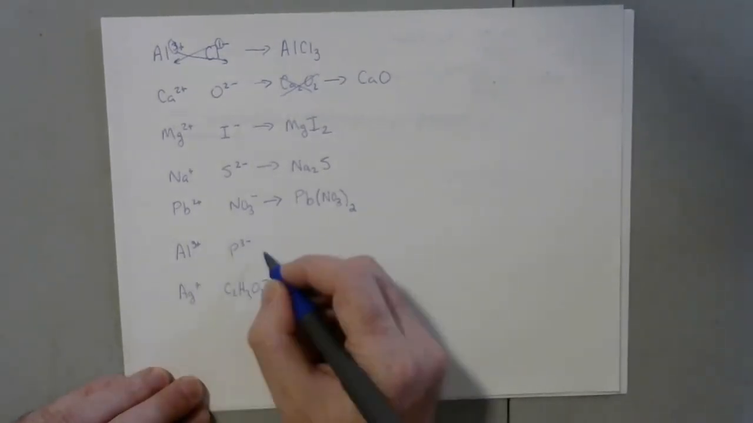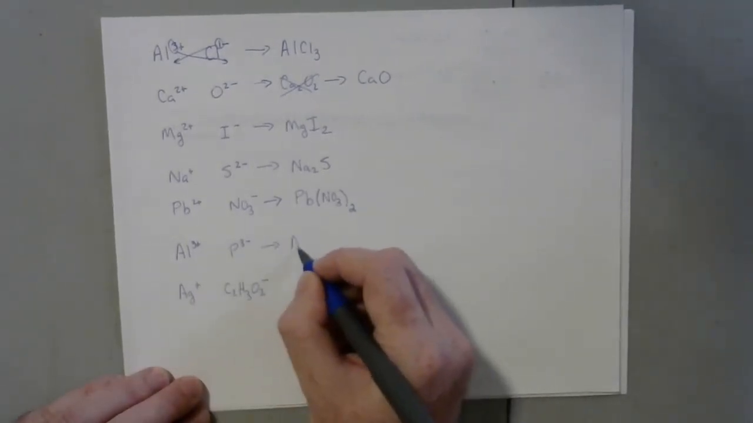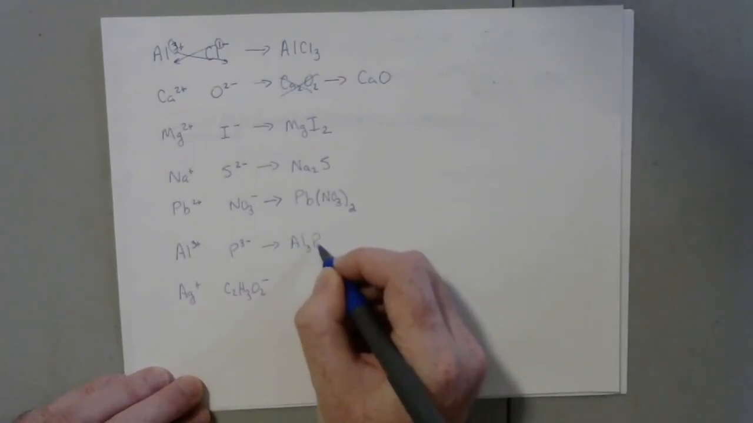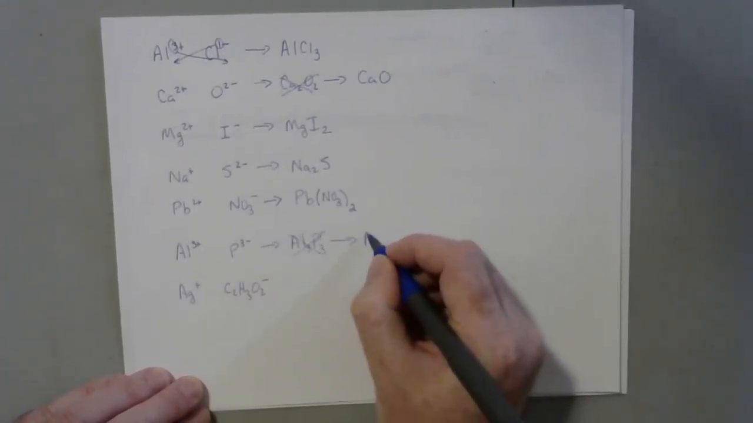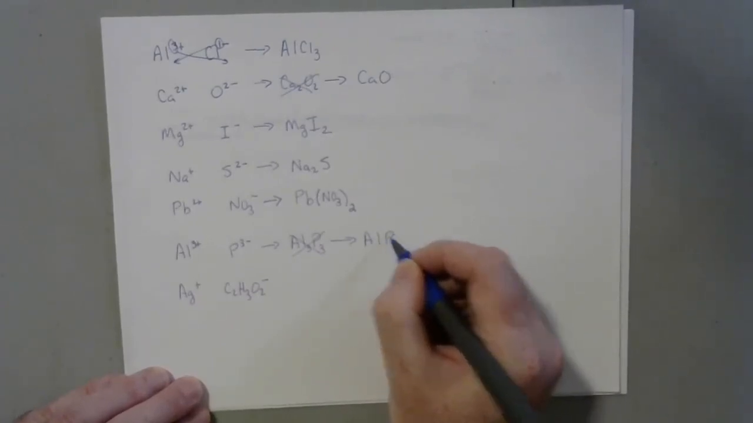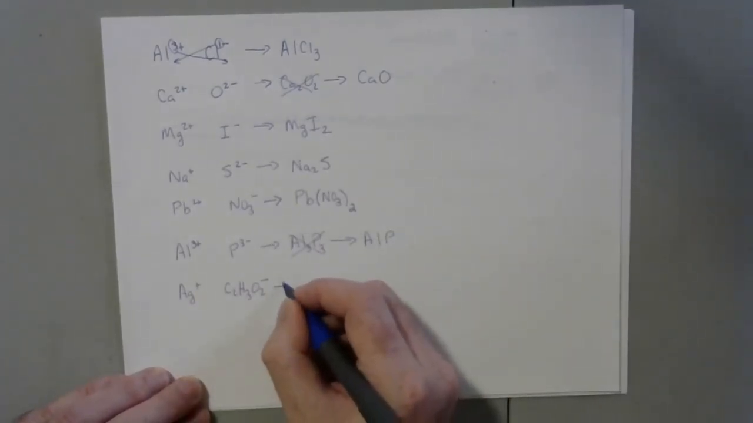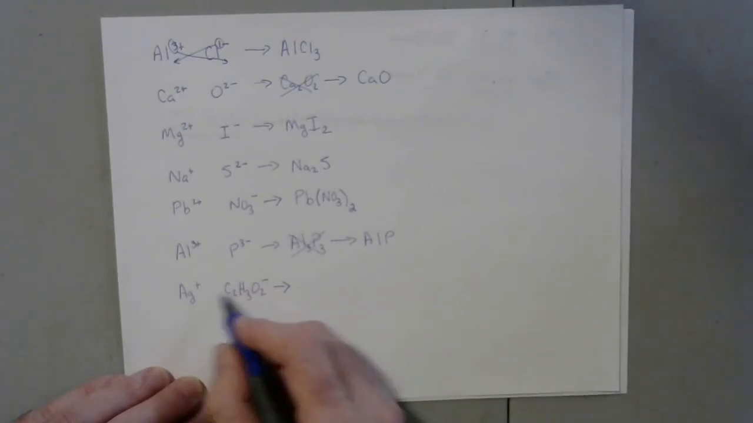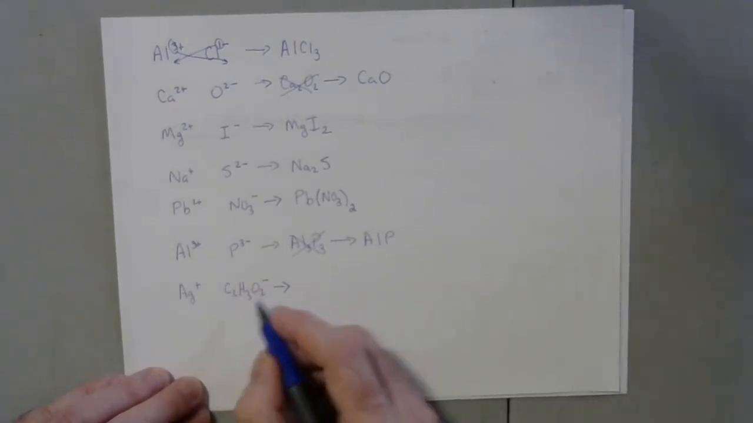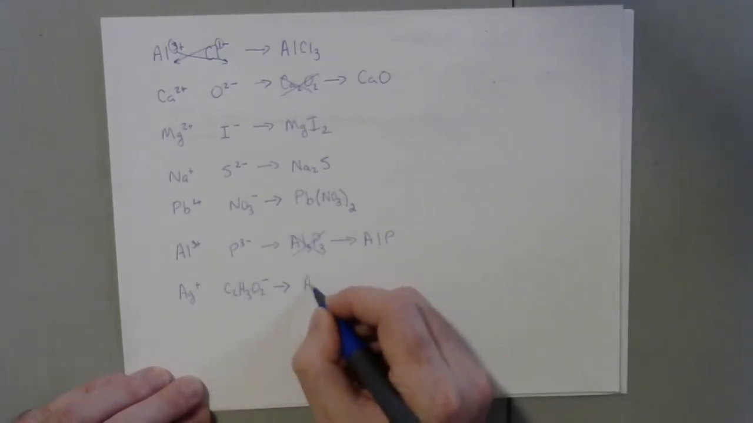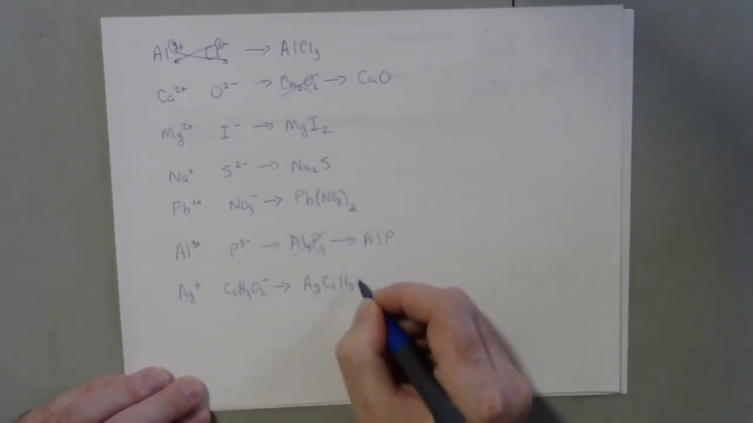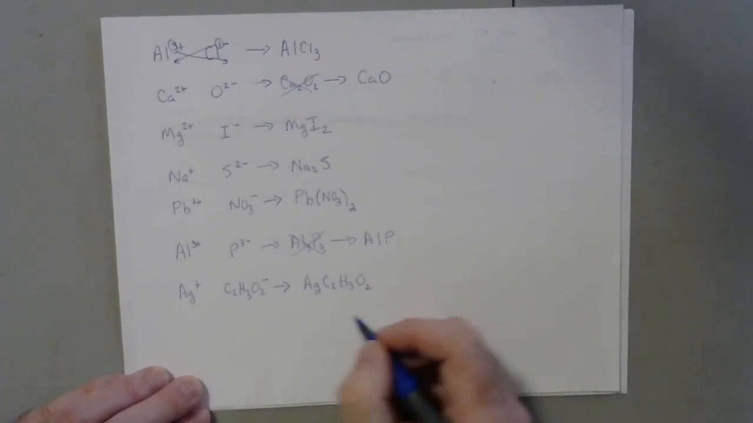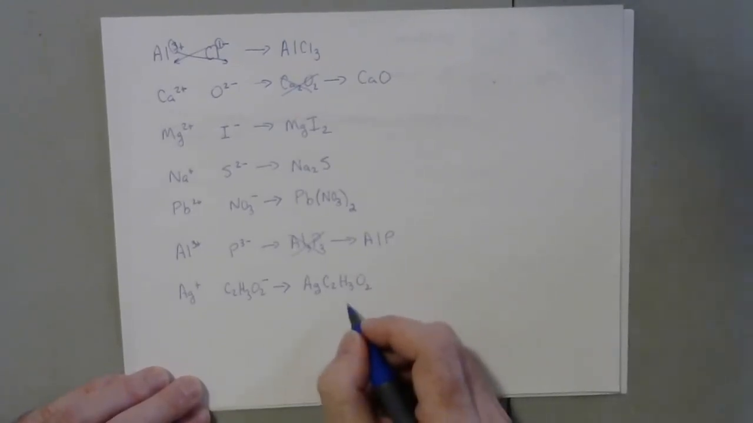With these, again, you would end up with the crisscross, you'd end up with Al3P3, but that's not going to be right. You're going to reduce that to AlP. Now here's a +1, -1, so I just have 1 of each, so it's going to be AgC2H3O2. And note I did not put parentheses on that one because there's only 1 of them.